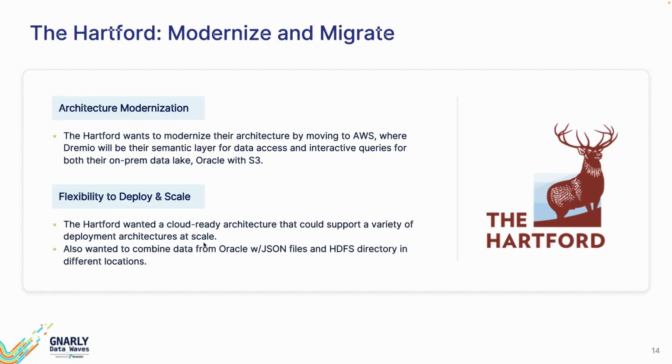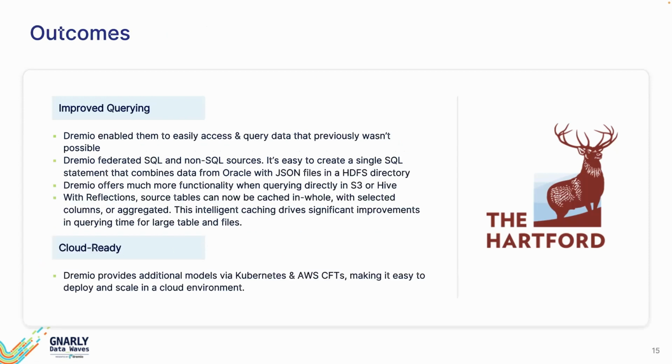With Dremio, they found it really easy to access and query data in place from a variety of sources, including cloud sources like Amazon S3, Amazon Redshift, Amazon Elasticsearch, and on-premises sources like HDFS and Oracle. They leveraged reflections and realized significantly accelerated query performance, even on really large tables and files. And ultimately, Dremio also offered improved functionality over their previous query tools.